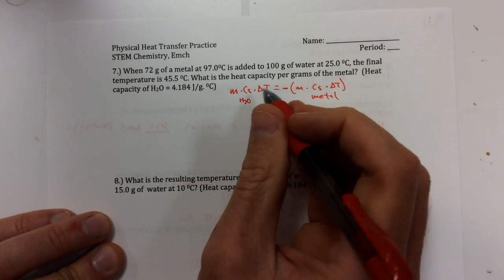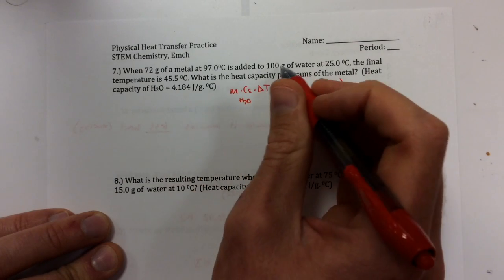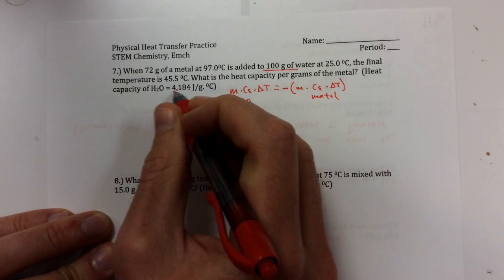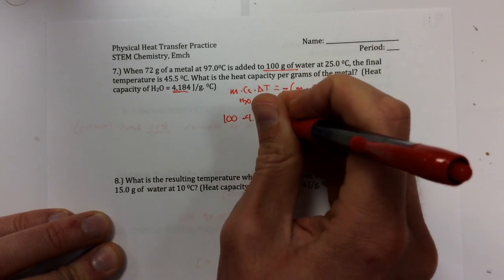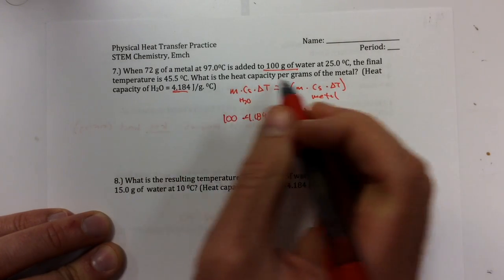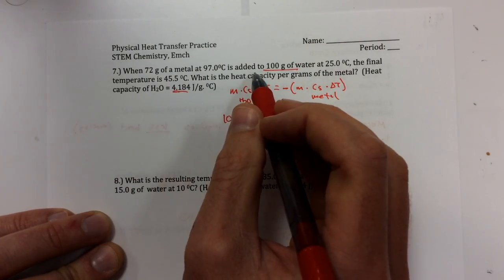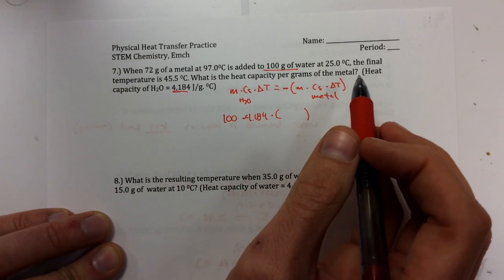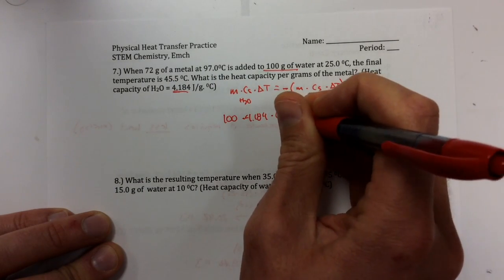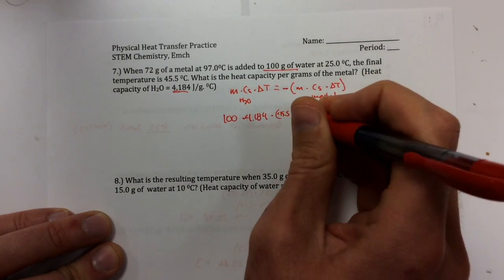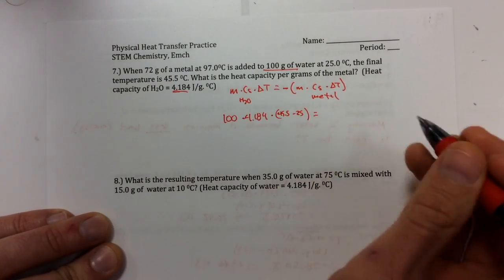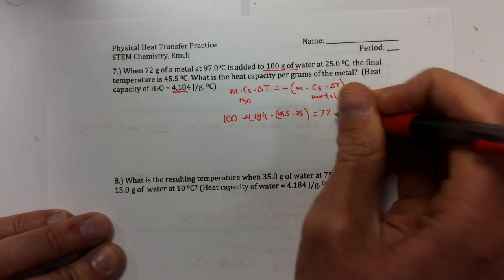Okay, the water, this gives me the mass of the water. Oh, look at that, 100 grams of water. The CS of water is 4.184, and the delta T of the water is: the final temperature is 45.5. The initial temperature is 25. So that's my water. Now with my metal over here, I have 72 grams.